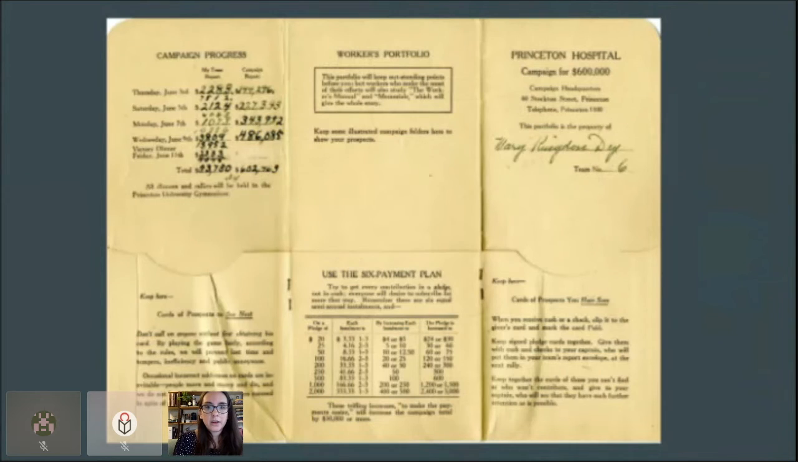So here we have a portfolio. This was the fundraising portfolio from Mary Kingdon Day during Princeton Hospital's campaign for $600,000, which sure enough, they didn't fundraise the money in 1919, but by 1925, Princeton Hospital needed to expand. They needed more room for everyone who was coming in. And so in 1926, they established the campaign for $600,000 to raise money to build a new hospital. And Mary King Day was one of the fundraisers for that and used this portfolio.